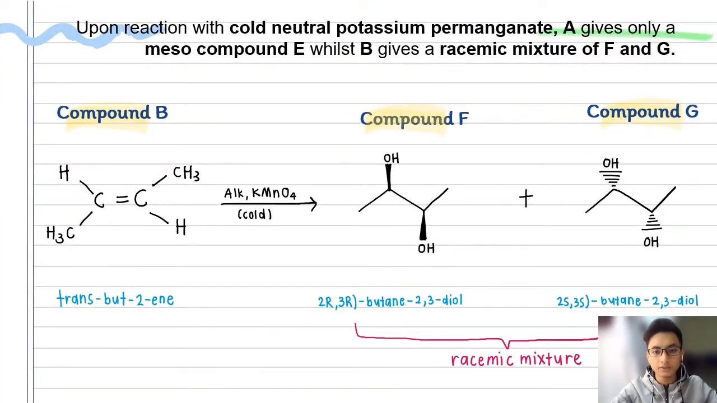Next, B gives a racemic mixture of F and G. We can see from this reaction that compound B, trans-but-2-ene, reacts with cold neutral potassium permanganate and gives compound F, which is (2R,3R)-butane-2,3-diol, and compound G, (2S,3S)-butane-2,3-diol. We can see that compounds F and G are a racemic mixture. This is because they are equal quantities of two enantiomers, and they have asymmetric molecular structures that are mirror images of one another.